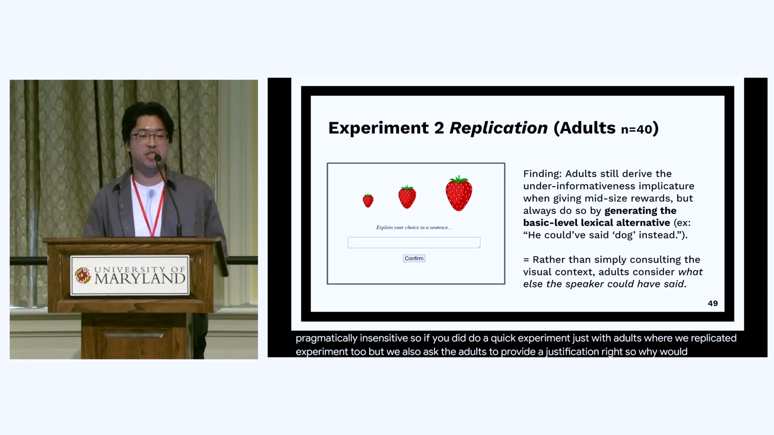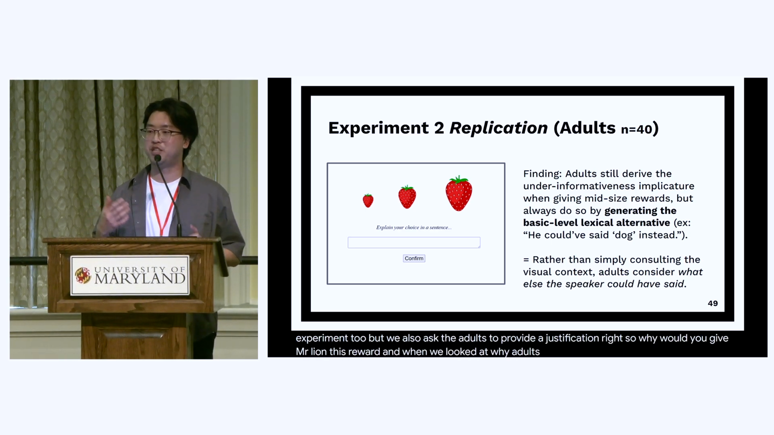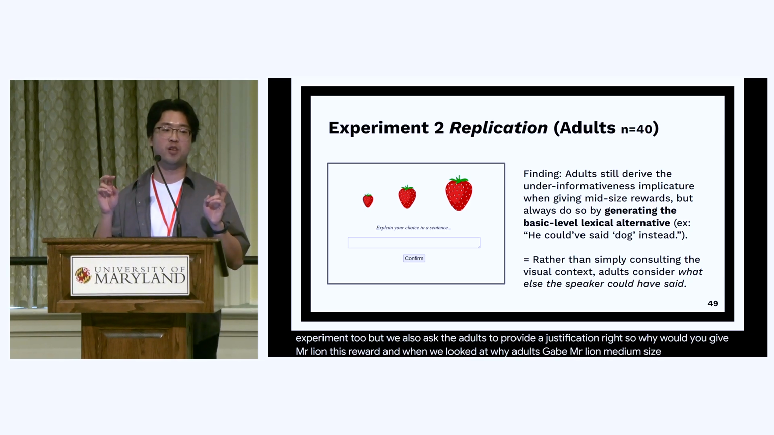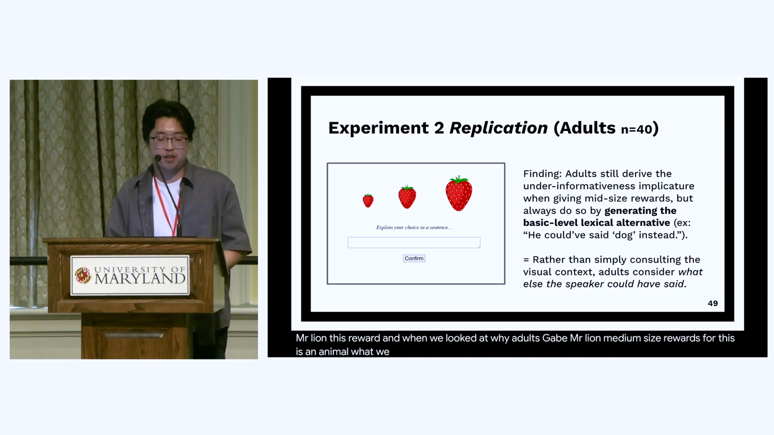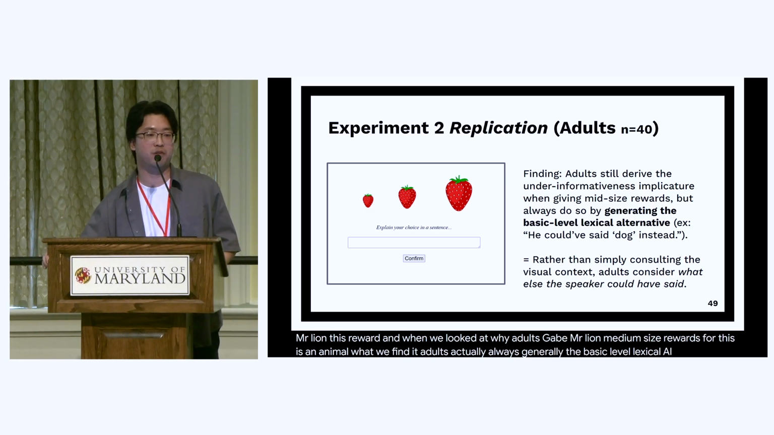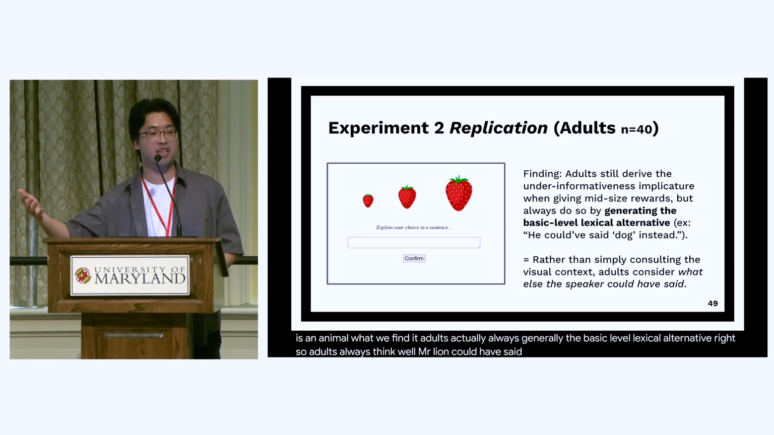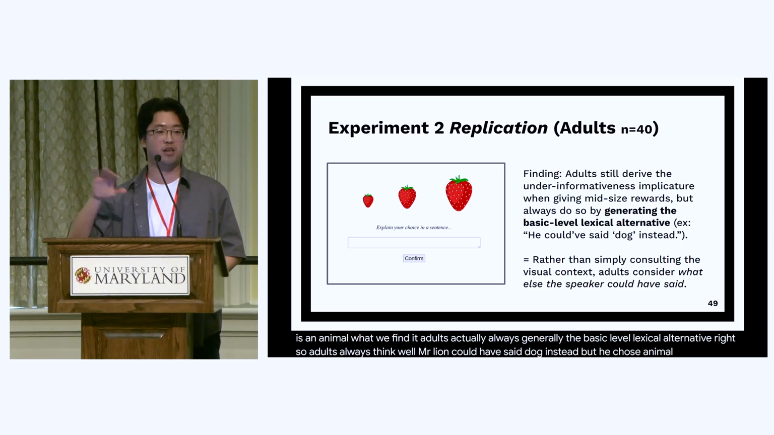So why would you give Mr. Lion this reward? And when we looked at why adults gave Mr. Lion medium-sized rewards for this is an animal, what we find is that adults actually always generate the basic level lexical alternative, right? So adults always think, well, Mr. Lion could have said dog instead, but he chose animal, therefore underinformative.